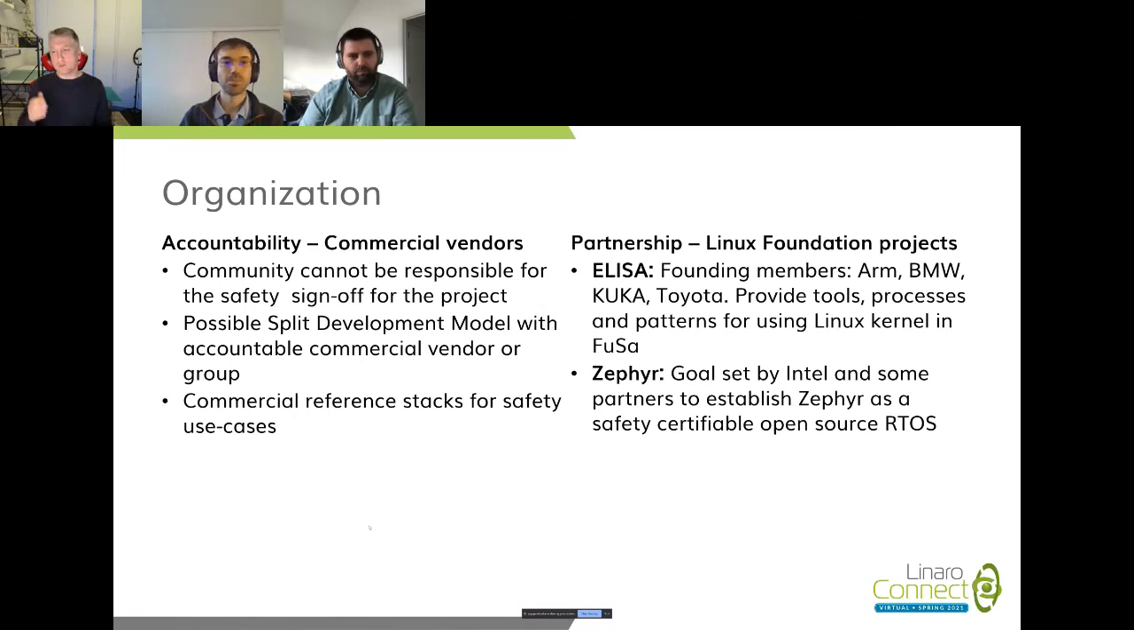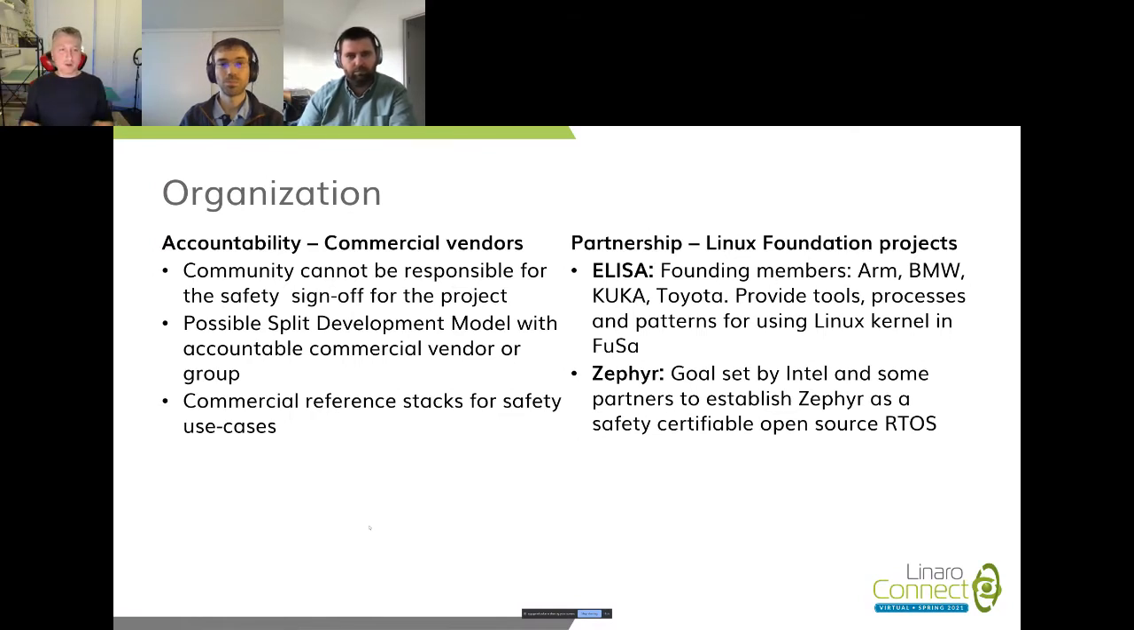We partner with other safety projects in the Linux Foundation. For example, with ELISA, we look through the process and so on. And with Zephyr, that we will cover later on, we talk about documentation and how to establish a whole process for safety in open source.